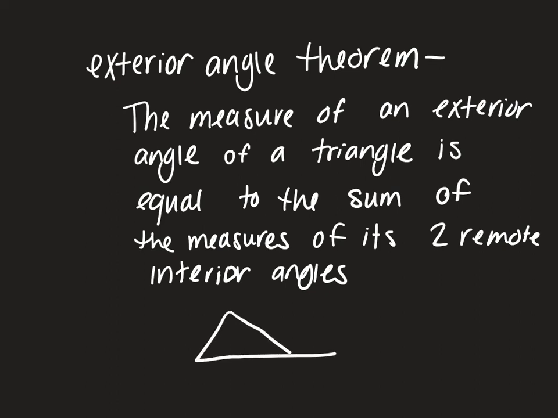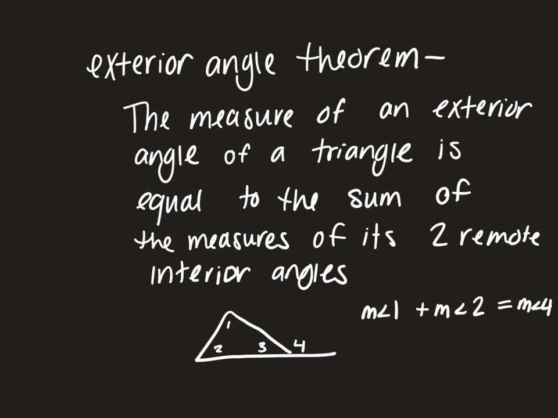So if this is our triangle, and let's say we've got 1, 2, 3, 4, that means the measure of angle 1 plus the measure of angle 2 would be equal to the measure of angle 4. So the remote interior angles add up to the exterior angle.